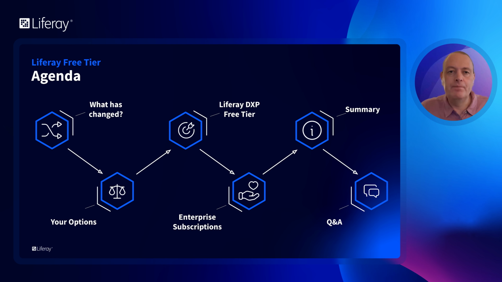Here's what we'll cover. We'll talk about what's actually changed and what that means for your options going forward. Those options include the Liferay DXP free tier, so we'll talk about what that is and how to get it. We'll also talk about when and why you might want to consider an enterprise subscription. And we'll compare the free tier and subscription offerings so that you have a good understanding of the differences. We'll then wrap up with some possible next steps and a quick summary.